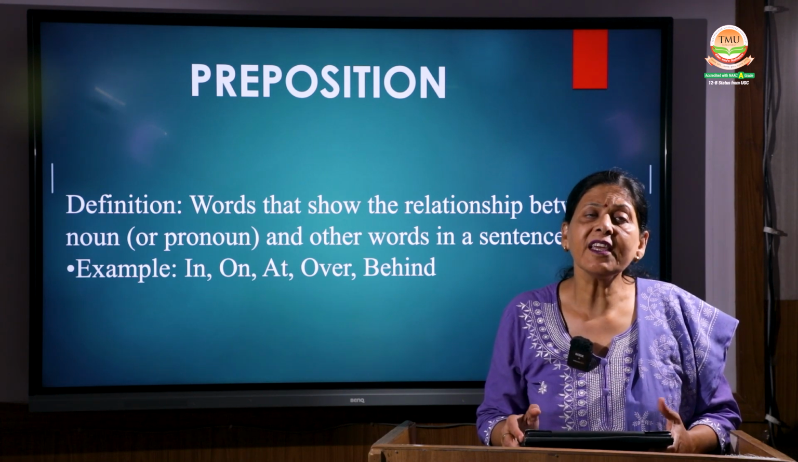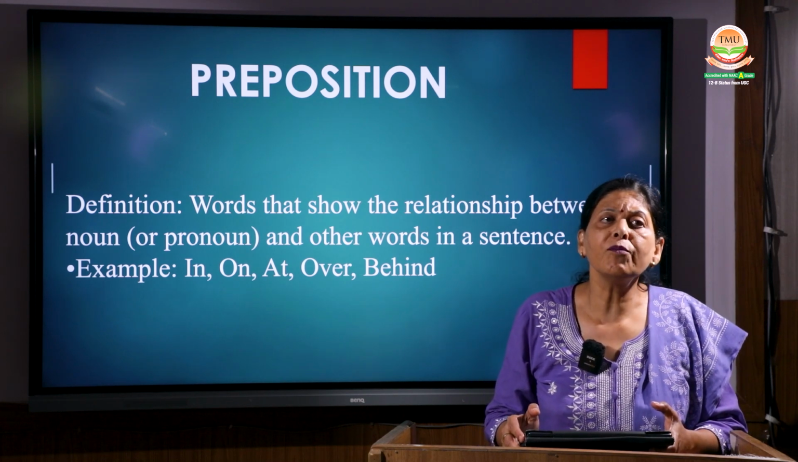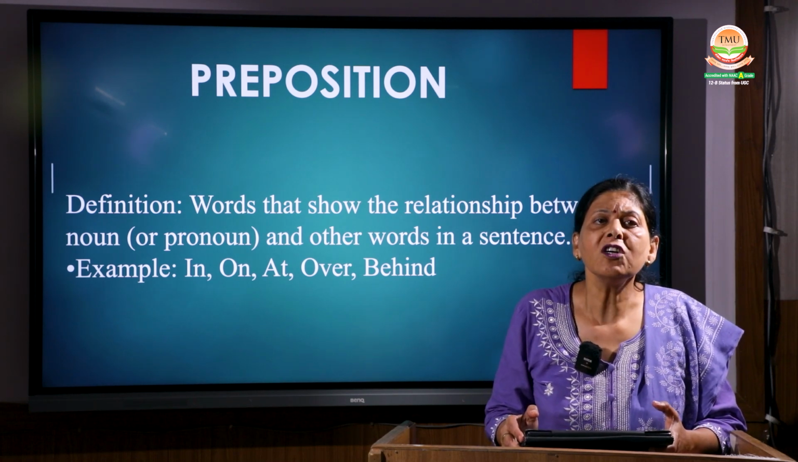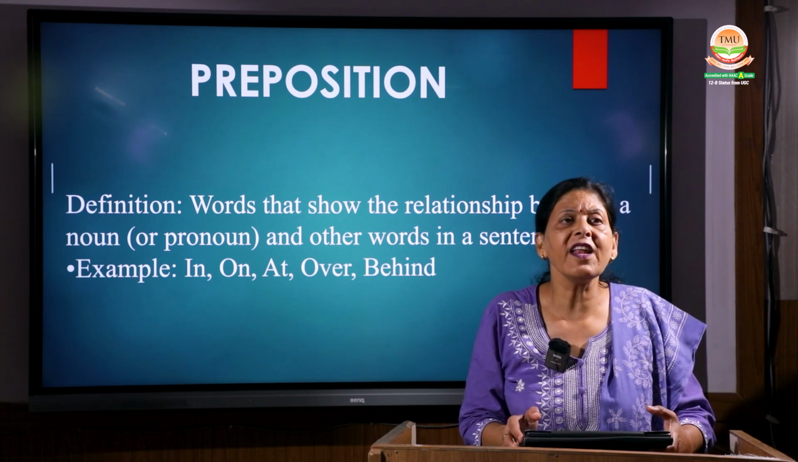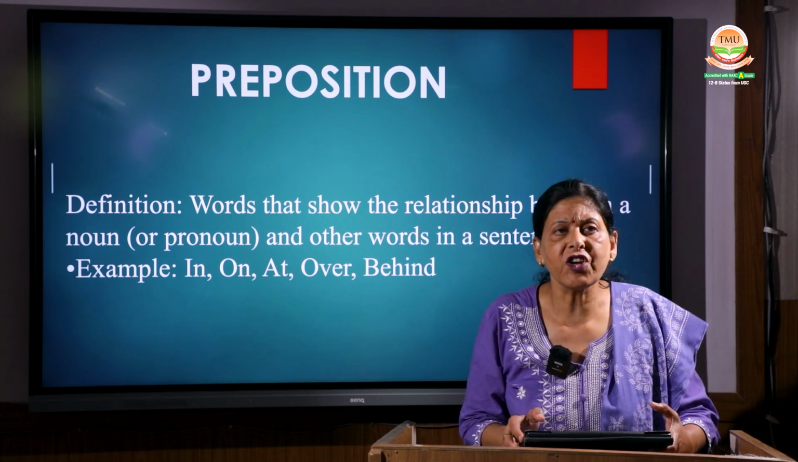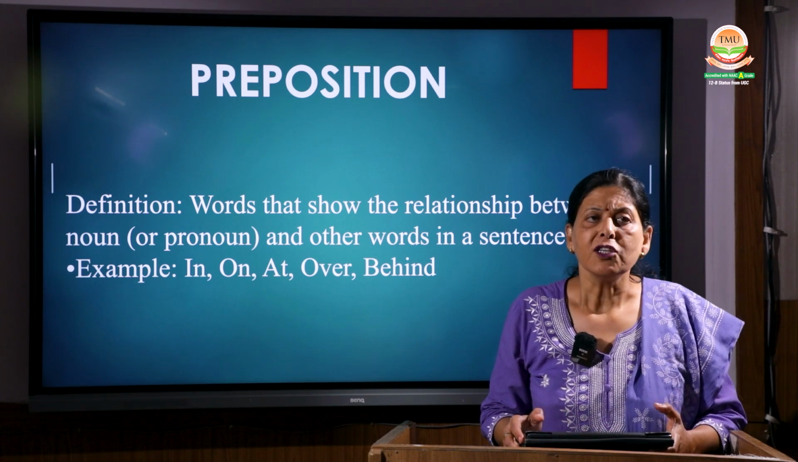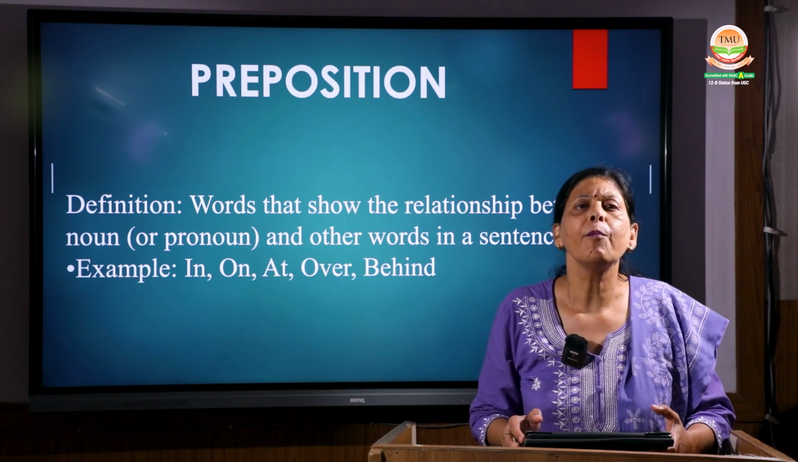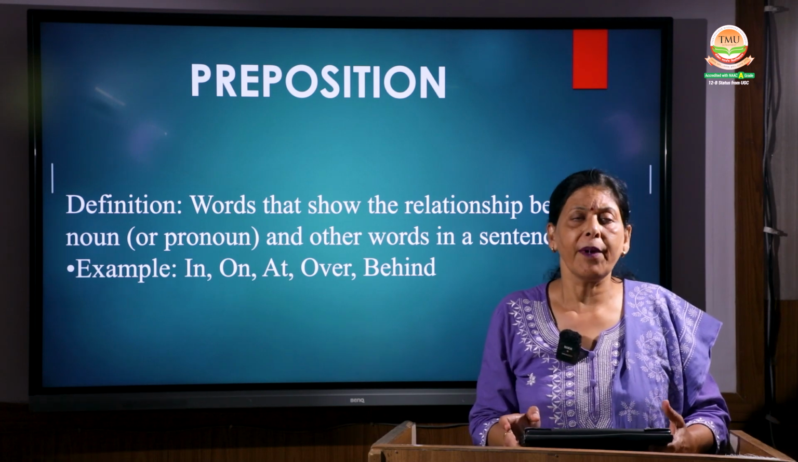So where is the cat sitting? The cat is sitting under the table. The book is kept on the chair. Where is the book kept? The book is kept on the chair. So the relation between the book and the chair is identified by the word on. It shows where the book is placed, on which thing the book is placed. So that is called a preposition.